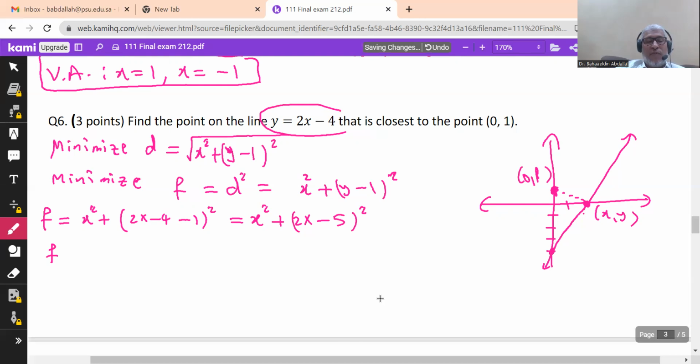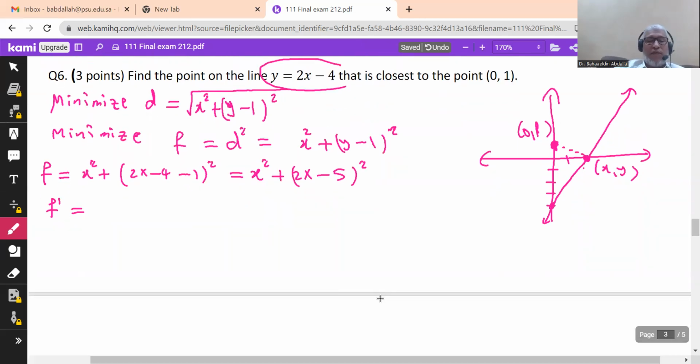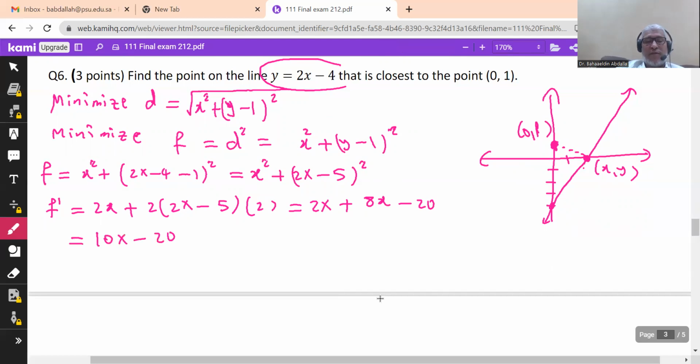Now I find f prime. To find the minimum, we find the critical numbers. The derivative is 2x, and here the derivative is 2 times 2x minus 5 times the derivative of 2x minus 5, which is 2. So f prime is in fact 2x plus 2 times 2 is 4 times 2x is 8x, and 2 times 2 is 4 times minus 5, minus 20. So f prime is 10x minus 20.